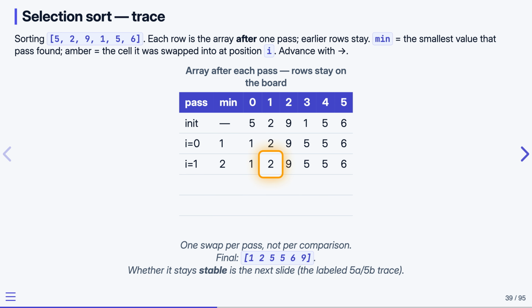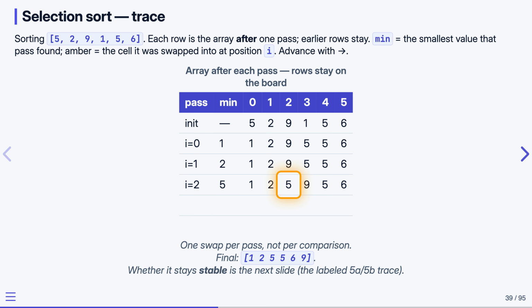Second pass, I equals 1. We scan from index 1 to index 5 again. The smallest value there is already 2 at index 1. It is in place, so there is no swap. The amber cell just marks where 2 stays.